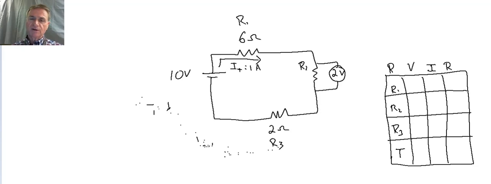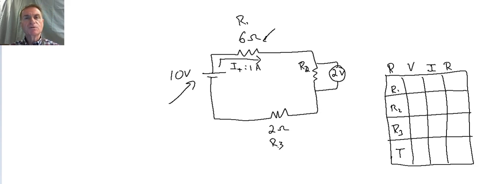Okay, so through the magic of being able to stop time, I've been able to create a new circuit. We have a 10-volt battery right there. We have a resistor that's 6 ohms up at the top, that's R1. We have a resistor R2 where we don't know the resistance of it, but we know there's a 2-volt voltage drop across it. And we have a resistor R3 that's 2 ohms.